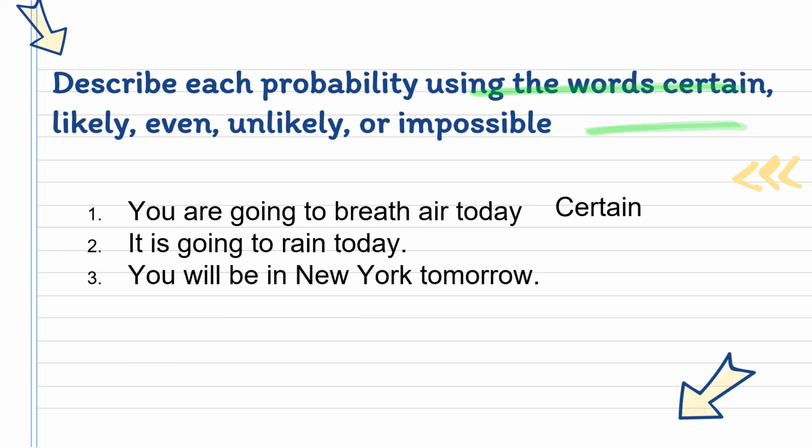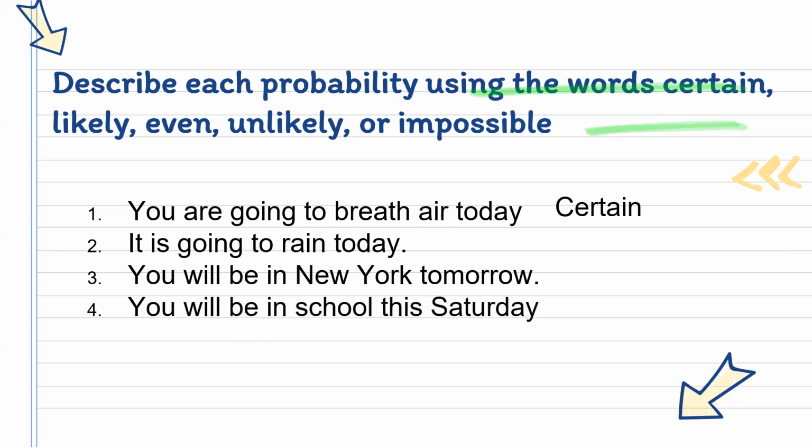Next, number 3, you will be in New York tomorrow? So some of you might answer impossible. Yes, because you don't have any plan of going to New York. Some of you might say unlikely because you might go. You have a chance to go there because maybe you have some relatives in New York. Okay, or maybe you will say certain if you really had the plan to go to New York tomorrow. Okay, it depends on the situation.